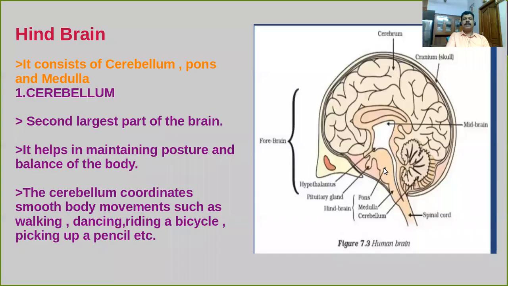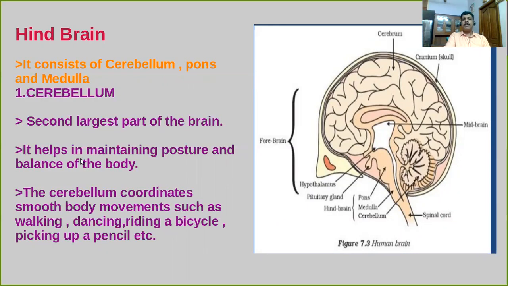The third portion you are very familiar with, the hindbrain. Dear students, the hindbrain consists of the pons, medulla oblongata, and cerebellum. First of all, I am going to discuss the cerebellum. Dear students, this is the second largest part of the brain. Which is the largest part of the brain? Cerebrum. So the cerebellum is the second largest part of the brain.